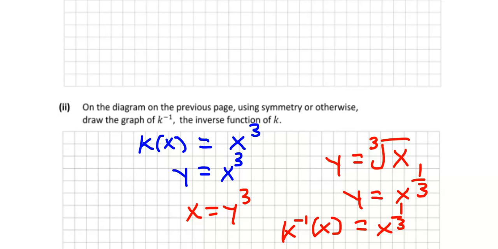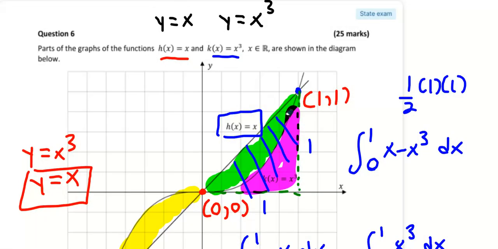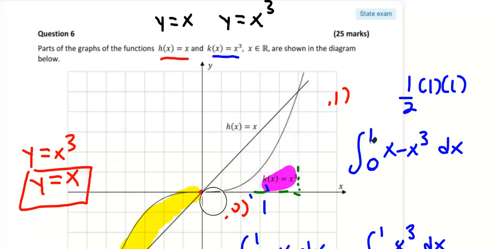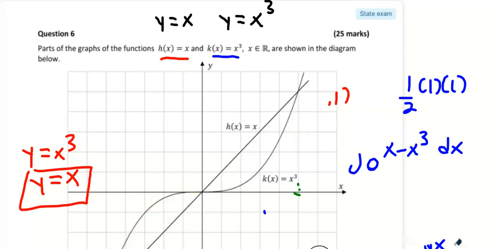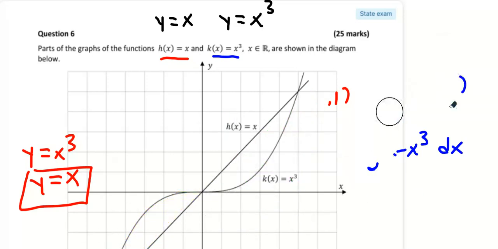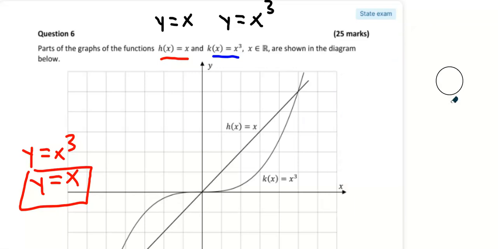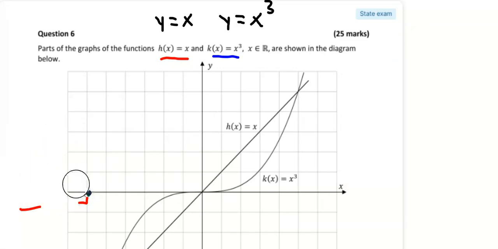Now there is another way of doing it. I'll show you the other way of doing it now. Just going to rub all this out. You happy enough with that? So the deal is that a function and its inverse are always reflected in the line y equals x.